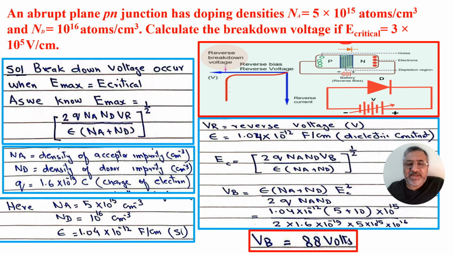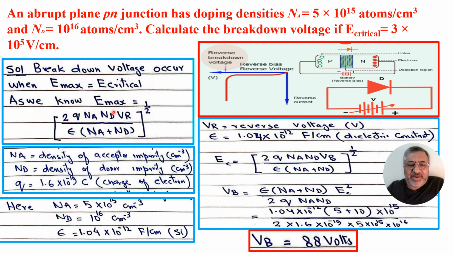One thing should be clear: breakdown voltage always occurs after E critical reaches E maximum. After E critical, our reverse voltage is automatically converted to breakdown voltage. So that's why we set E maximum equal to E critical. You will see here E maximum is equal to E critical.